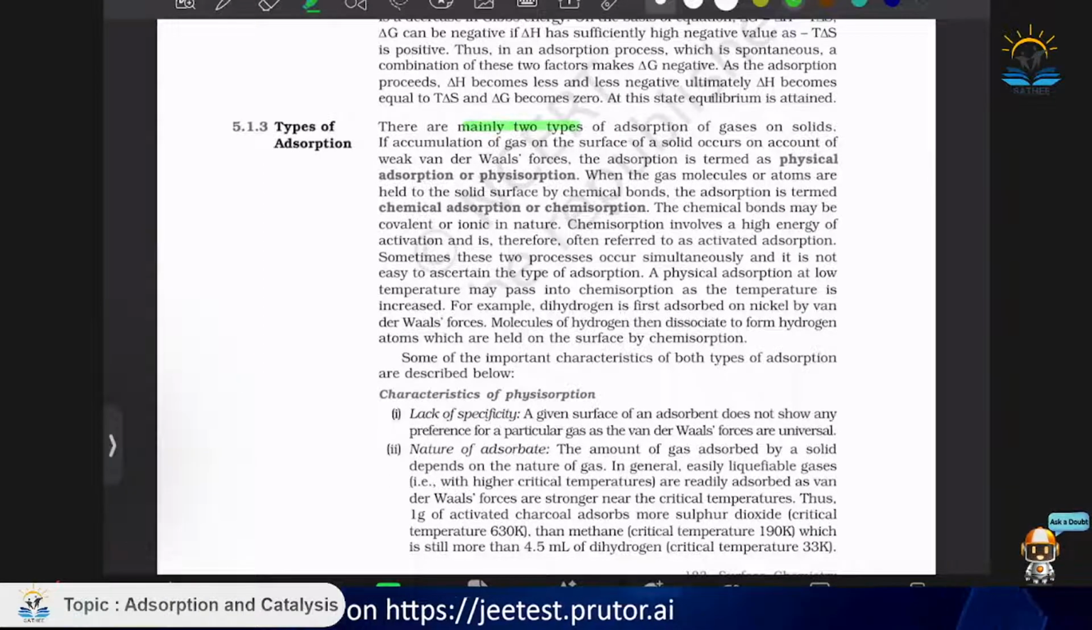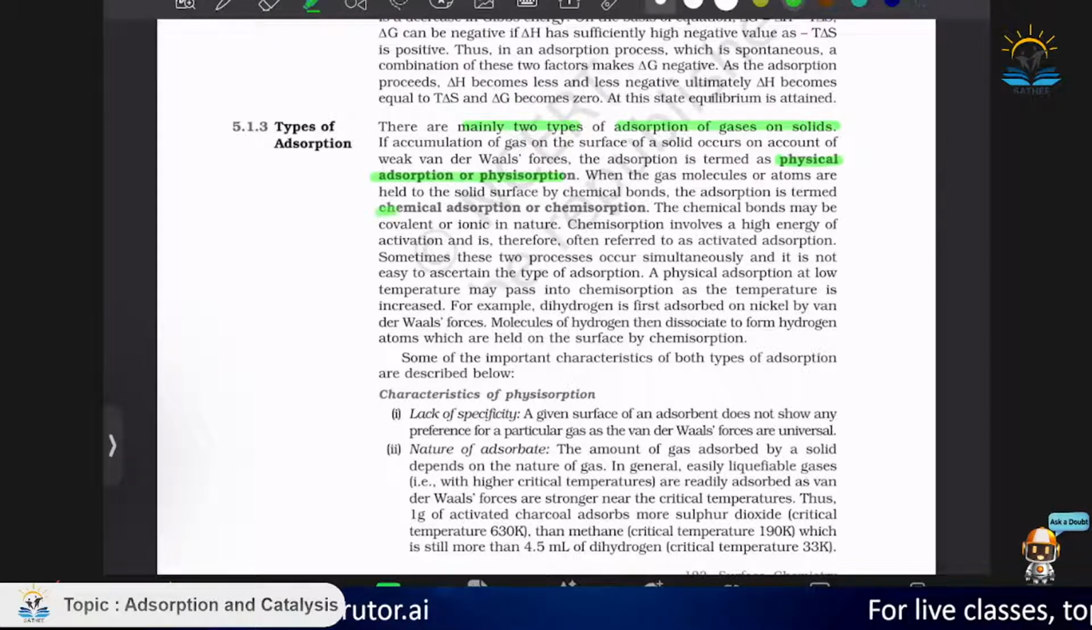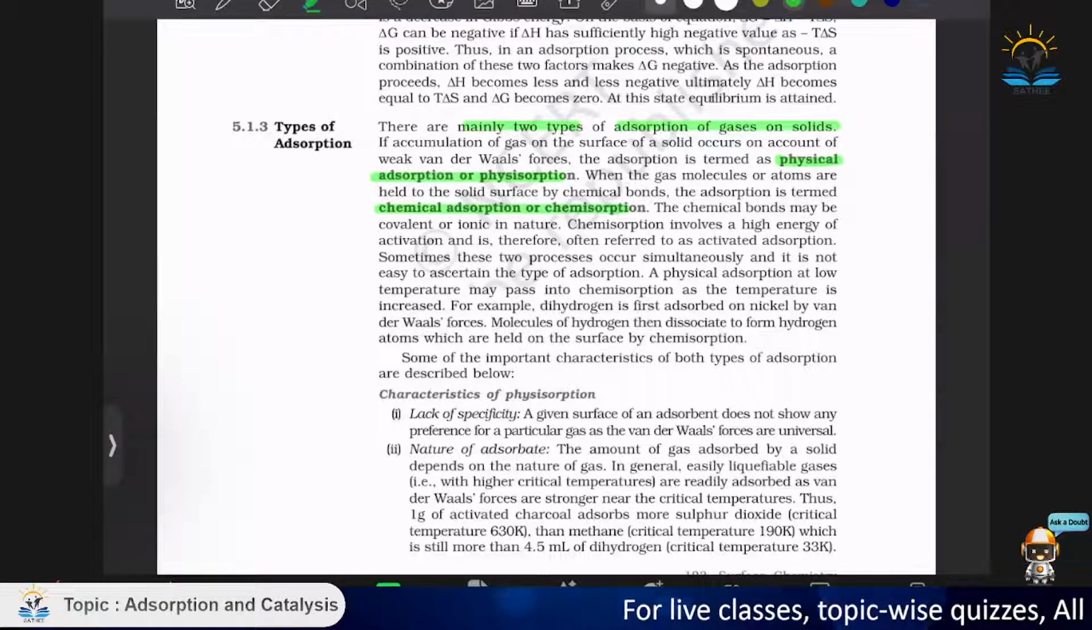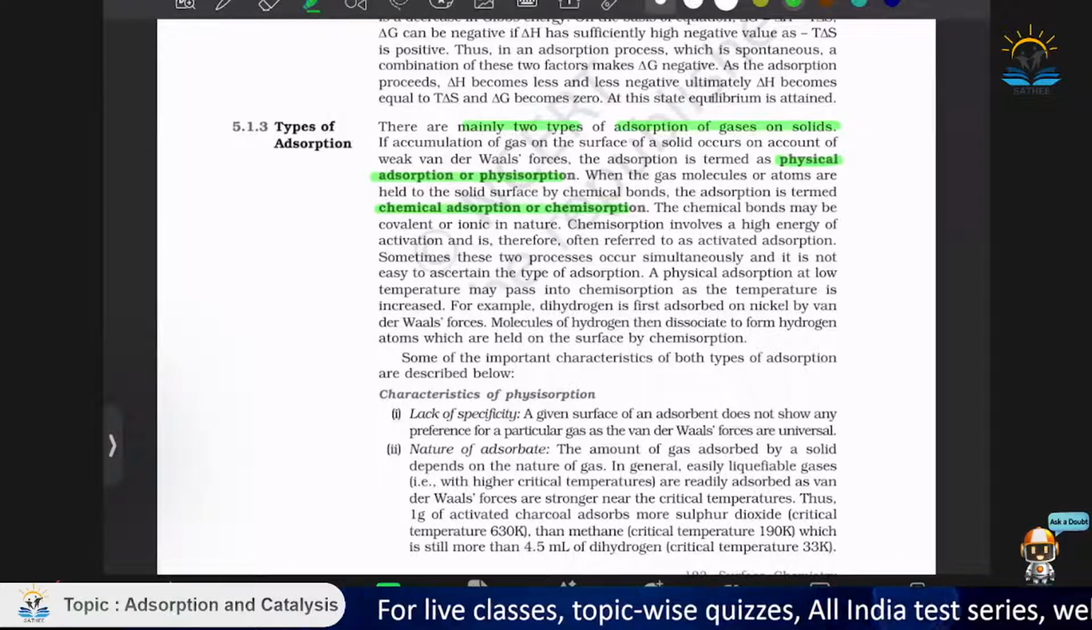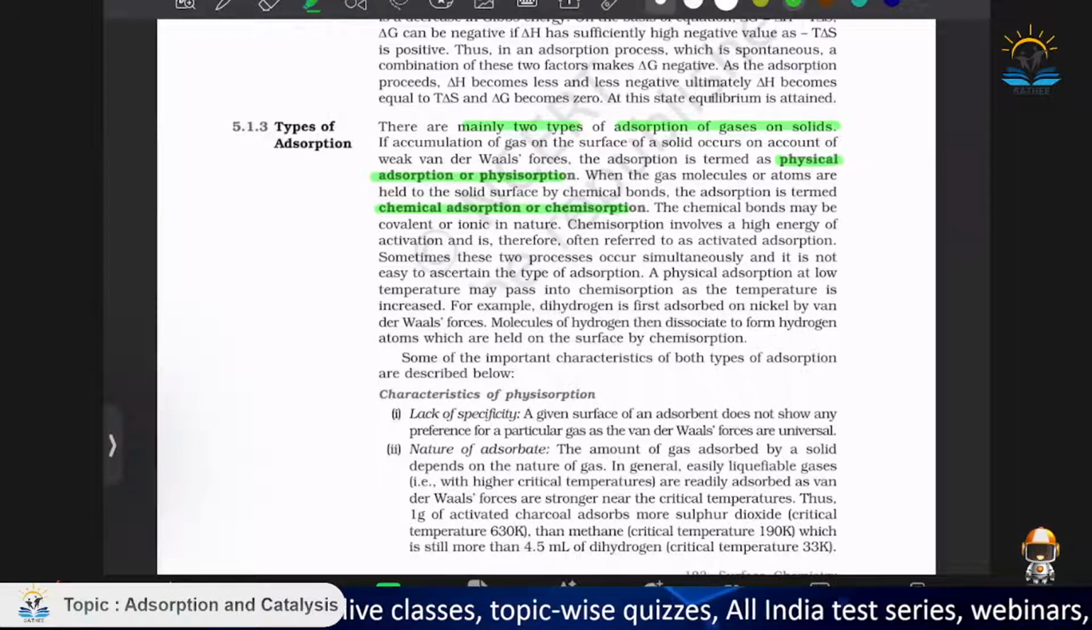So mainly two types: adsorption of gases and solids. Okay. It is physical adsorption or chemical adsorption. Here we are only talking about adsorption of gases on solid. Okay. Physical adsorption is also termed as physisorption, chemical adsorption as chemisorption.